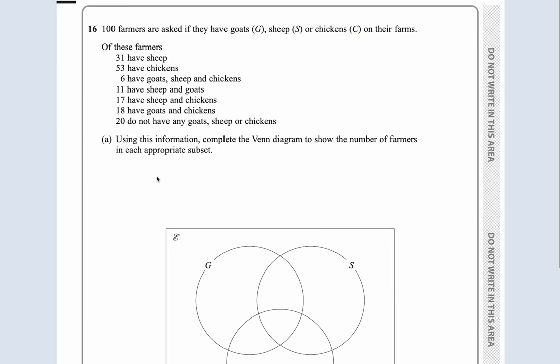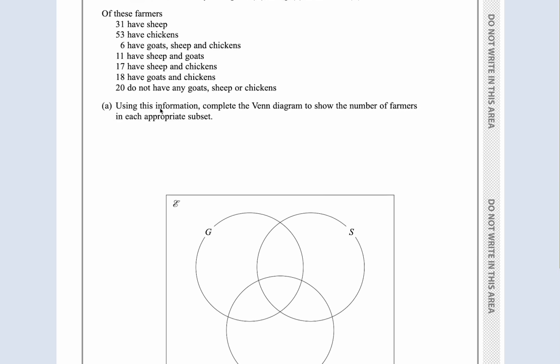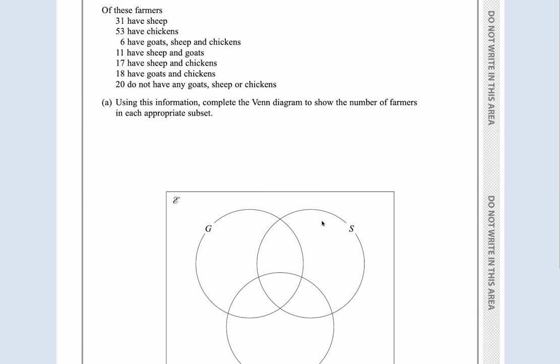Okay, question 16. 100 farmers are asked if they have goats, sheep, or chickens. Here we have a bunch of information. Use it to complete the Venn diagram. Now, a common mistake, guys, is people go, right, 31 sheep, let's put 31 here. That is wrong, because the 31 includes this, this, and this. So we can't put 31 in at all yet. 53 chickens, we can't put that in.